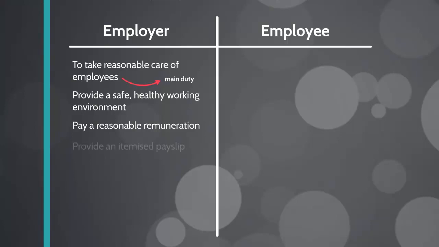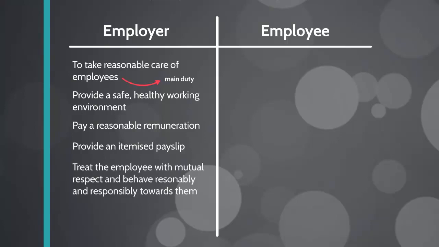Now we move on to provide an itemized pay slip. So here it's quite a simple one. This is quite bureaucratic and administrative. It's important that the employer provides their employee with up-to-date and valid information of how they were paid and what they were paid and when they were paid. And of course, these slips are then used by the employee for many other purposes in their life, such as getting mortgages or loans and things like that.